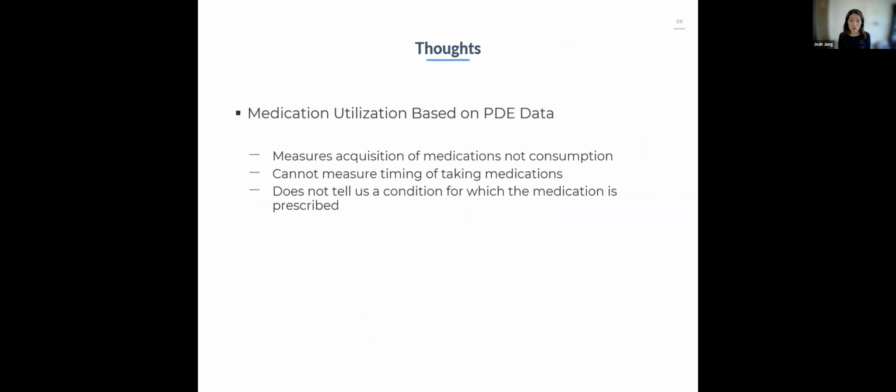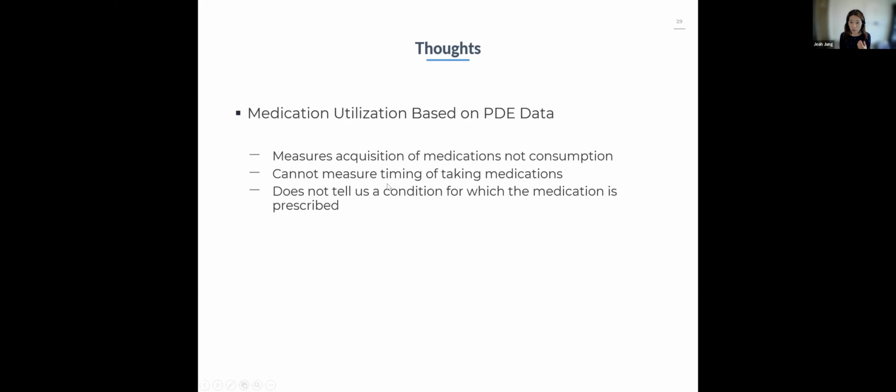Right. So a couple of final thoughts about constructing or using medication utilization measures based on PDE data. Just be aware of the limitations of what you're doing. We never measure consumption of medications. There is no way we can know whether the beneficiary actually took the medication or not. We only know the beneficiary acquired the medication, and that's the fill of the prescription. But what happens in the beneficiary's home or in real life, we just don't know.